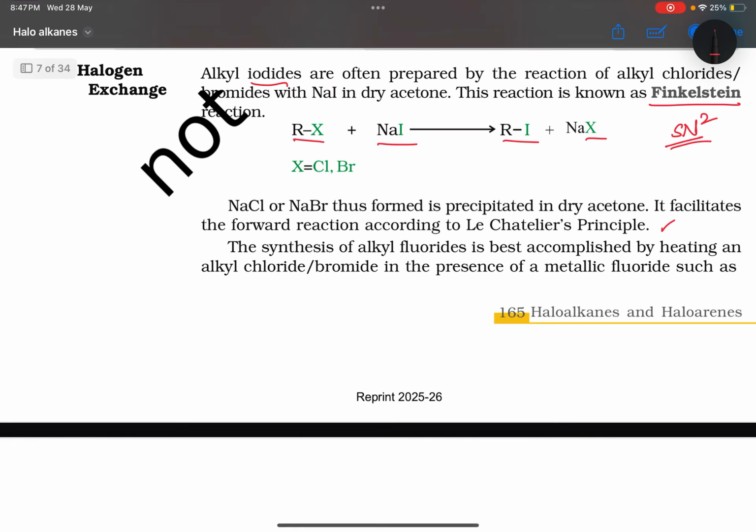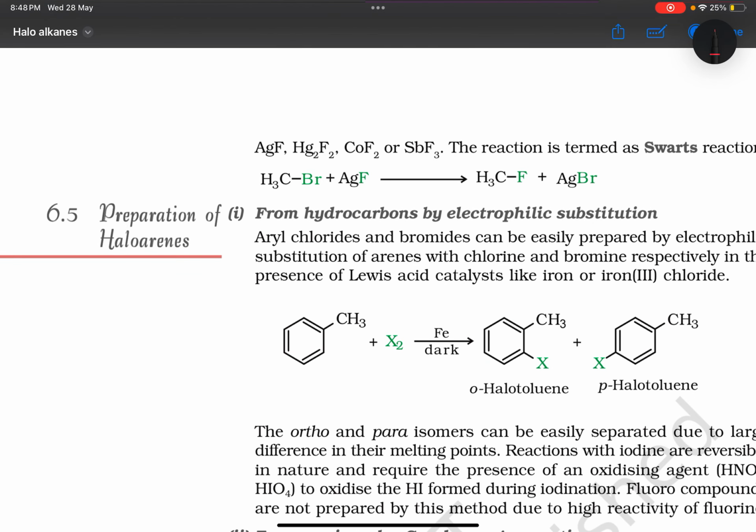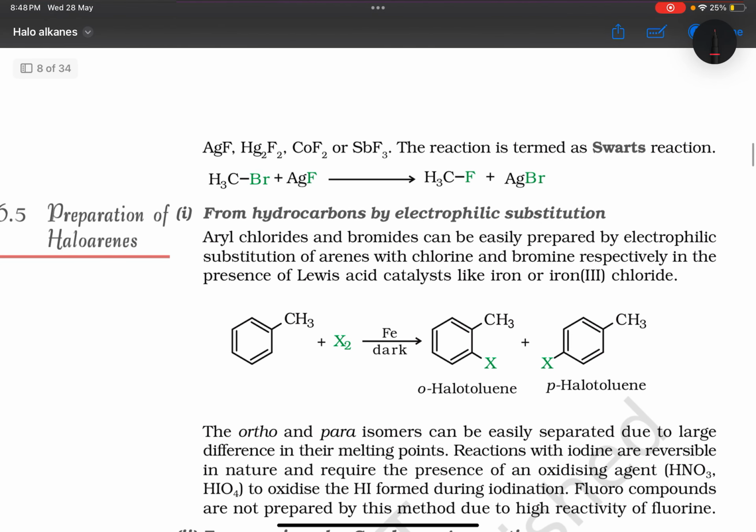The synthesis of alkyl fluorides is best accomplished by heating an alkyl chloride or bromide in the presence of metallic fluorides such as AgF, Hg2F2, CoF2 or SbF3. This reaction is called Swarts reaction. AgF, you can use Hg2F2, CoF2, SbF3.